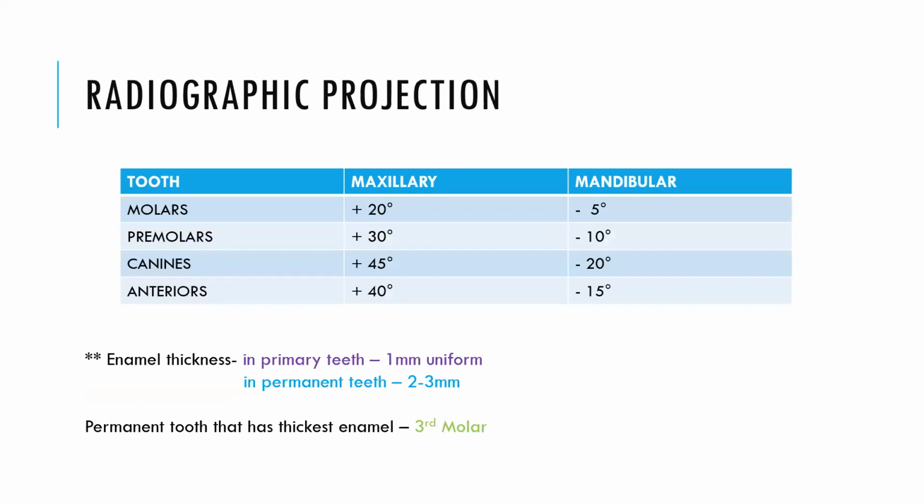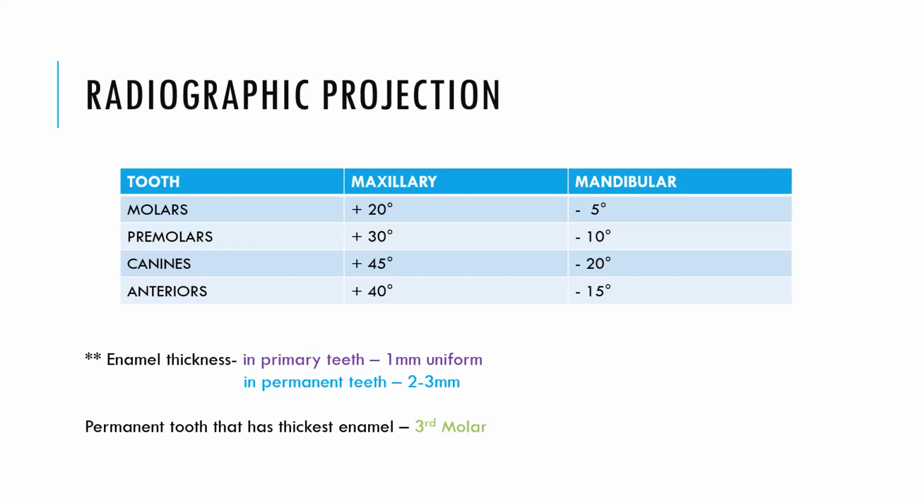Now, what is the angle for different teeth? The radiographic projection angle we are going to read now. Okay. So for maxillary teeth, we keep the tube tilted downwards, so there is a plus sign. For mandibular teeth, it is tilted upwards, so there is a negative sign.